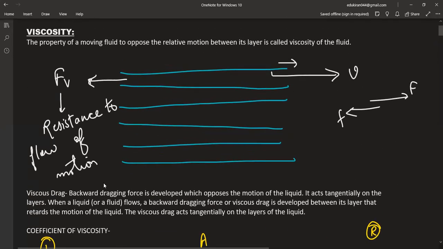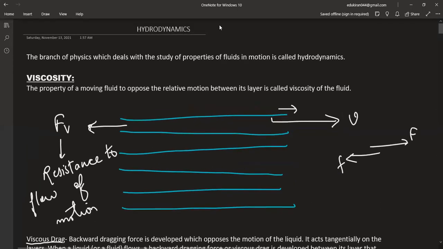So what is meant by viscous force? Viscous force or viscous drag, both are the same term. A backward dragging force is developed, which opposes the motion of the liquid. It acts tangentially on the layers. When a liquid or a fluid flows, a backward dragging force or viscous drag is developed between its layers that retards the motion of the liquid. The viscous drag acts tangentially on the layers of the liquid. Write it down and I'll tell about the coefficient of viscosity.